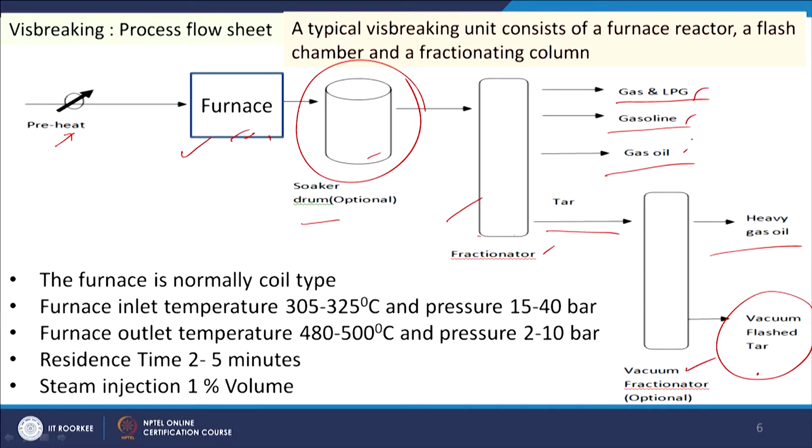In this case the furnace inlet temperature is normally 305 to 325 degrees centigrade, and the pressure is 15 to 40 bar. The outlet temperature is 480 to 500 degrees centigrade, and the pressure reduction is 2 to 10 bar. The residence time is 2 to 5 minutes and steam injection is 1%. So, 1% steam is injected in this furnace.